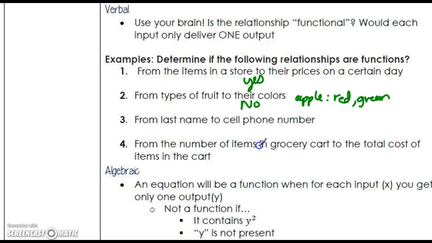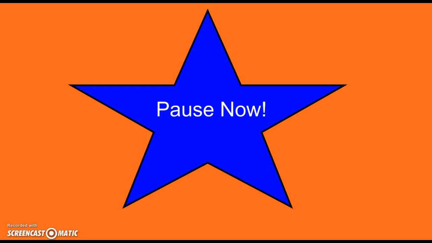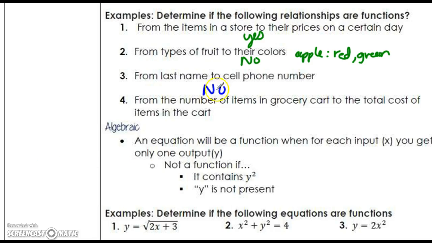What about last name to cell phone number? How about you think about that one? Write your answer and then check when you're ready. The answer is no, because for example, me, Rushing, I have a cell phone number, and my husband, Rushing, has a different cell phone number. So Rushing could give you my number or my husband's number. So that is two different outputs for the same last name.